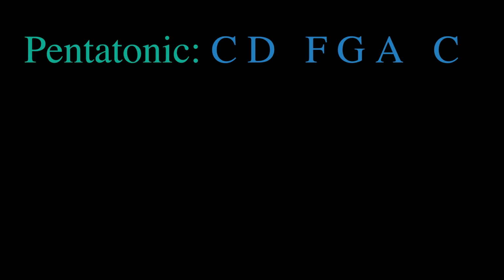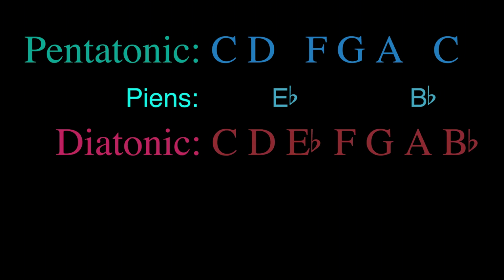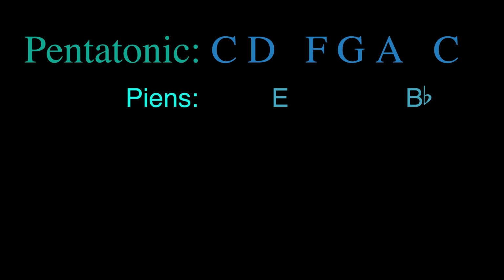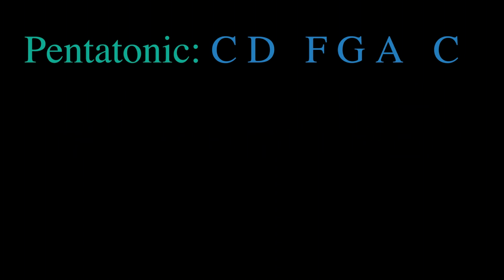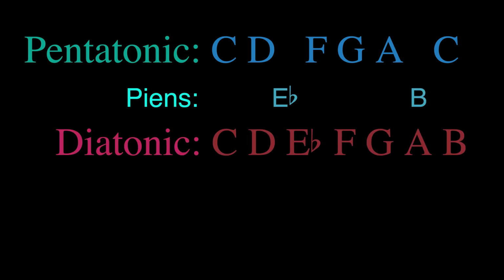We could also fill in the gaps with flattened notes and move into Dorian. Or we could use E and B flat and slip into Mixolydian. Or E flat and B natural and create melodic minor.